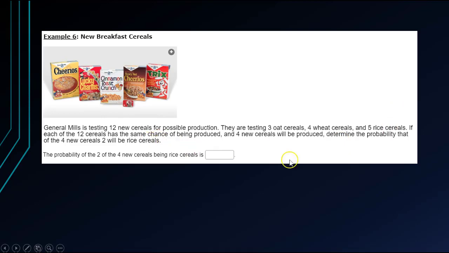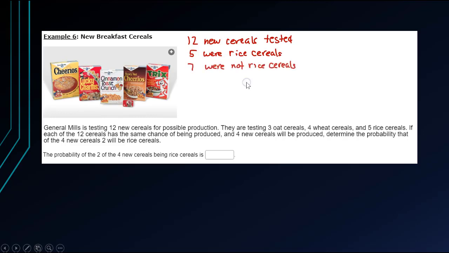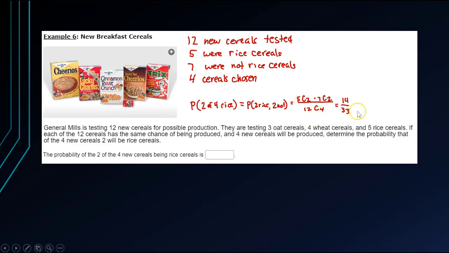So I'm going to have 5C2. There's 7 that aren't rice, so I'm going to have 7C2 being multiplied together in the numerator. And of course, I'm going to have 12C4 in the denominator. And so, as I said, 5C2 times 7C2 all over 12C4, which in simplified form becomes 14 out of 33, which is about 0.4242.